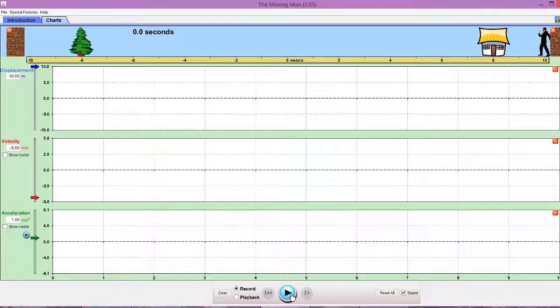So, when I press the start button, what will happen? Give yourself a good few seconds to think about it. Then when you're ready, here goes.